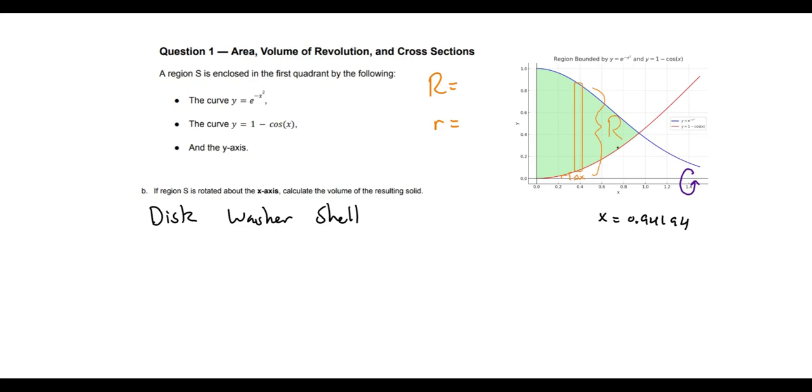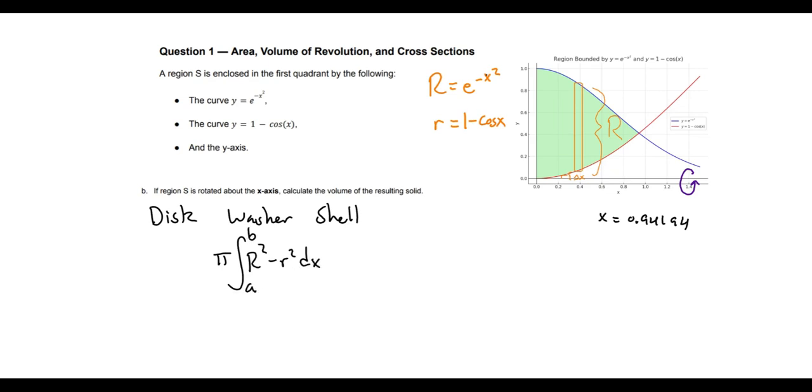Well, in order to find big R, can you see that we're starting at the axis of revolution here, and we're going all the way up to this top function here, the e to the negative x squared. That is our R. Our bottom function starts at the axis of revolution and goes to this function here, the 1 minus cosine x function. Now, since we have two radii here, capital R and little r, that means we're going to be using the washer method, which looks like this.